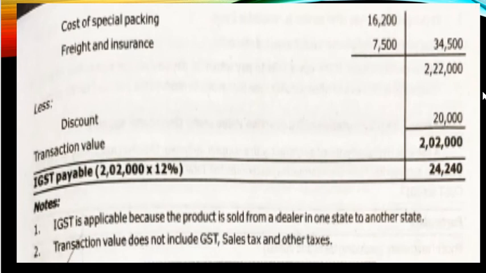Transaction value does not include GST, sales tax and other taxes. Here they have given the transaction value, which is the exact value of the goods and the other expenses. It will not include GST. As they have given the selling price including GST, we will first find out the selling price excluding GST, and then add up all the expenses. We will minus the discount, find out the transaction value, and then GST will be calculated. So your transaction value does not include GST, sales tax and other taxes.